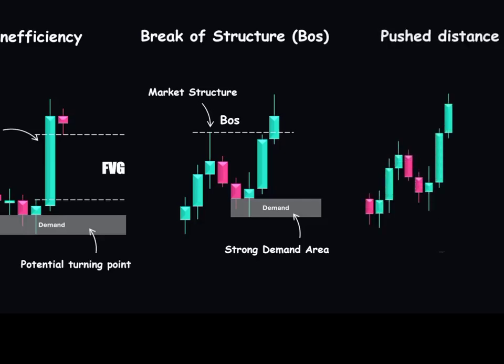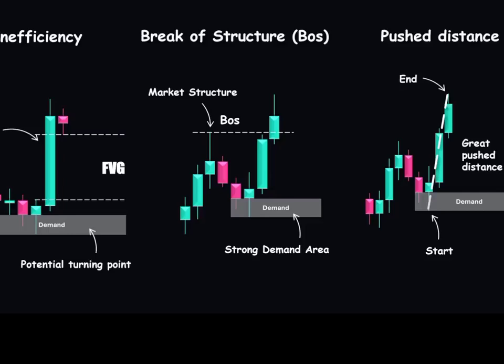The push distance refers to how far the price travels away from the zone before returning. A larger push distance often signals a more significant rejection, making the zone stronger. By considering all these factors together, you can more effectively identify high-probability supply and demand zones for your trades.